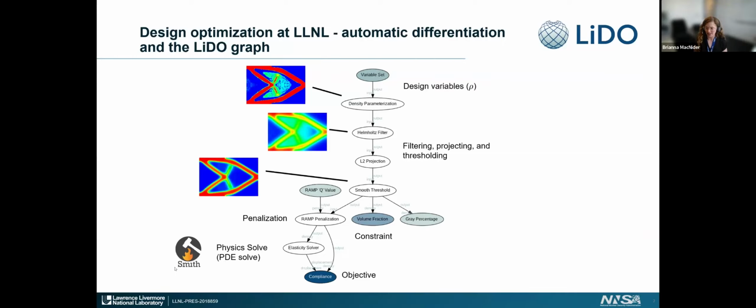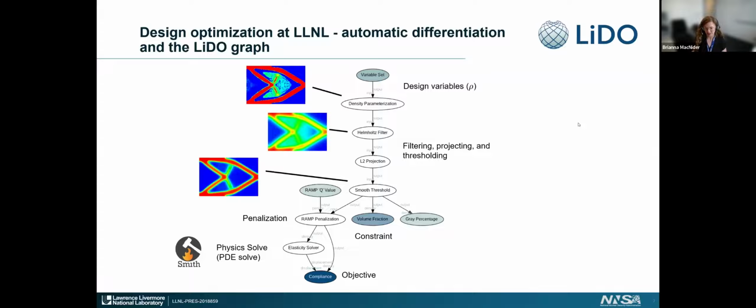When you then go to set up an optimization problem in LiDO, you design this graph-like structure where each one of these bubbles represents an operation that you perform on your data set during your optimization. A couple of key points here.